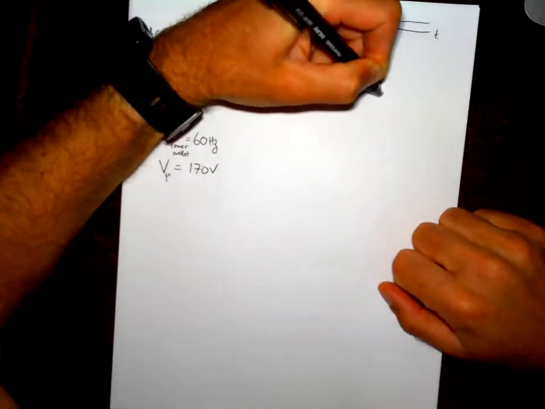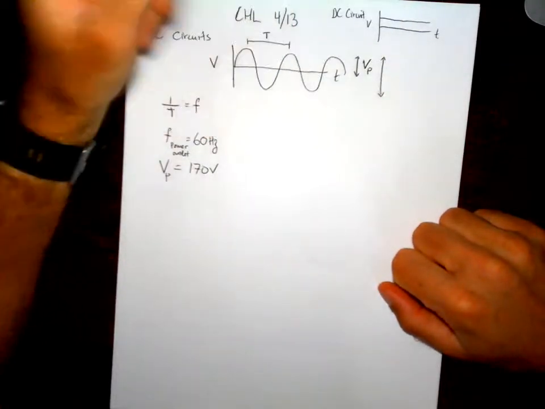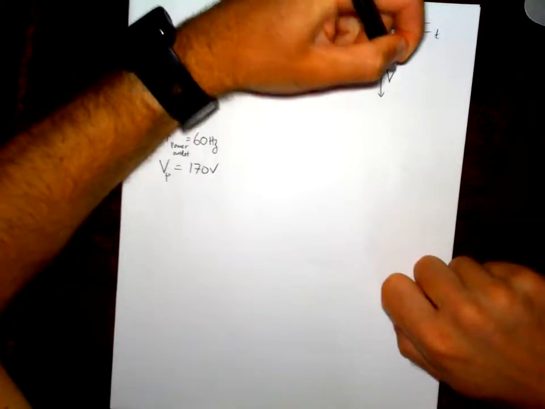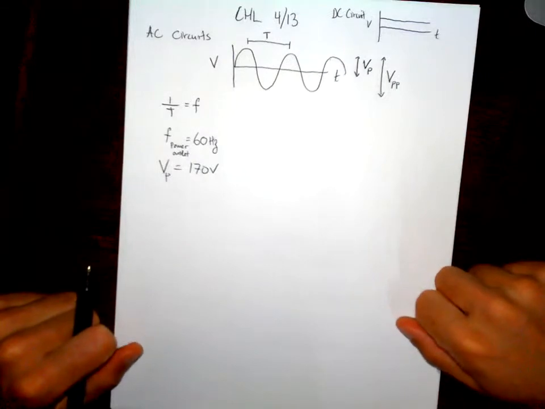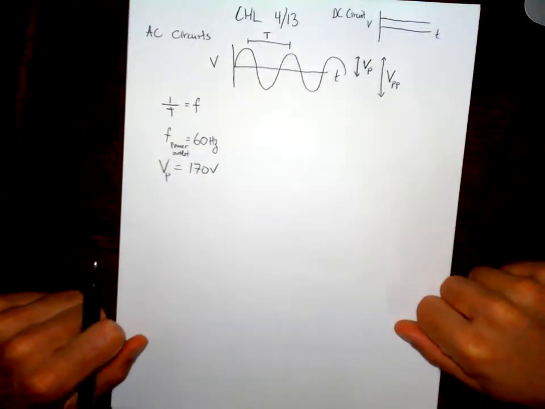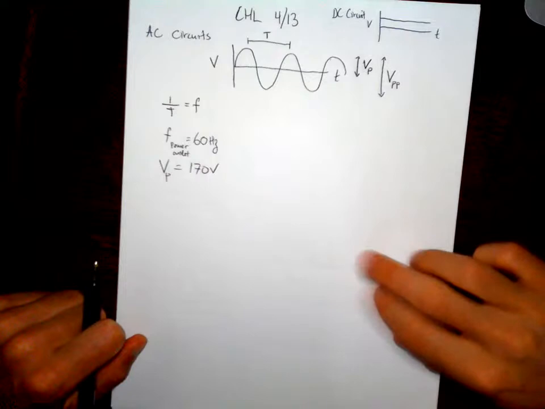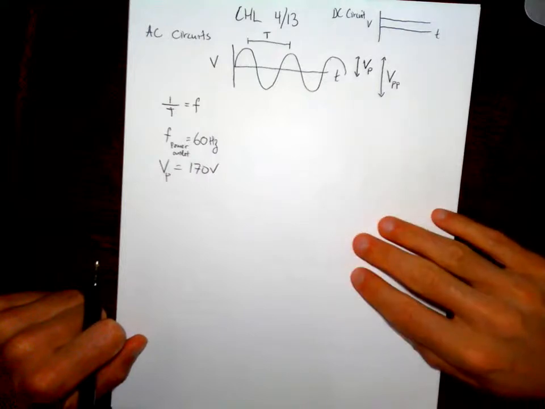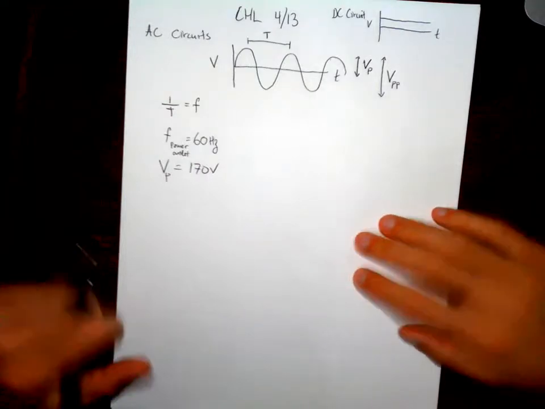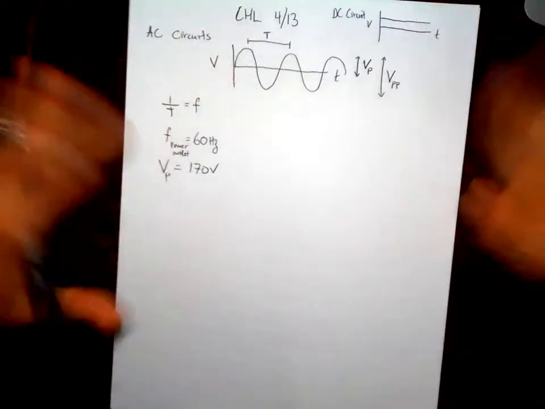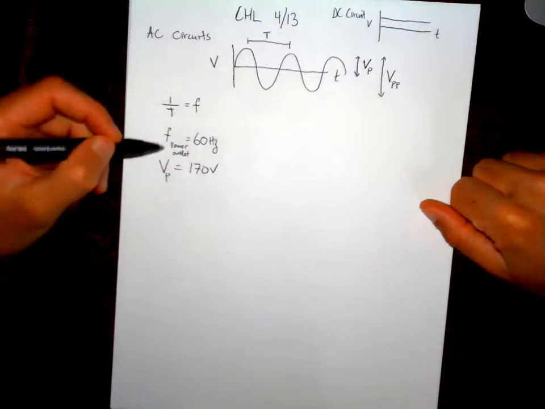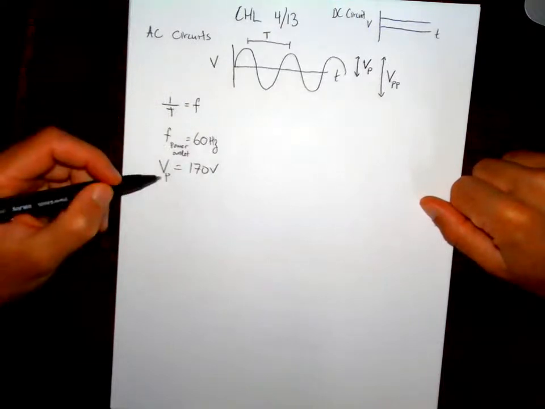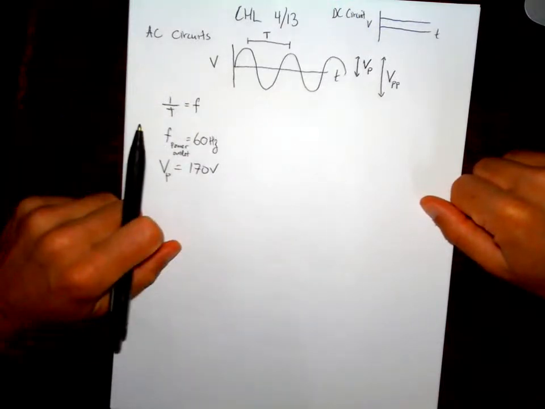If we were to go from crest to trough, that's called V sub PP, which stands for peak to peak. All right. Hey, Justin. So basically, if you want to describe an AC voltage, you need to know what is its frequency and you need to know what is the peak voltage. Okay.